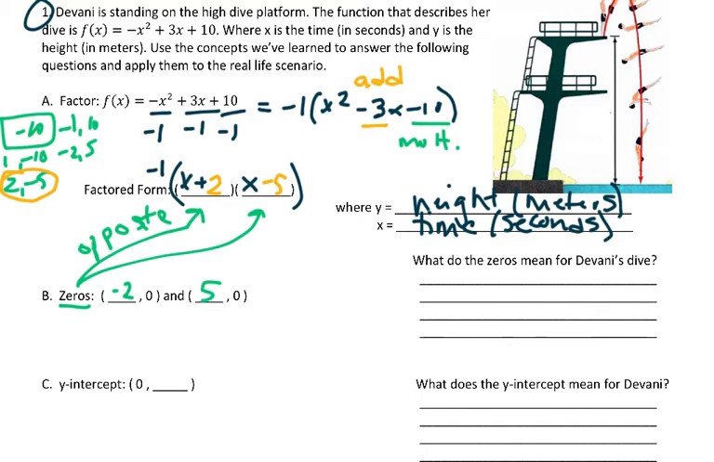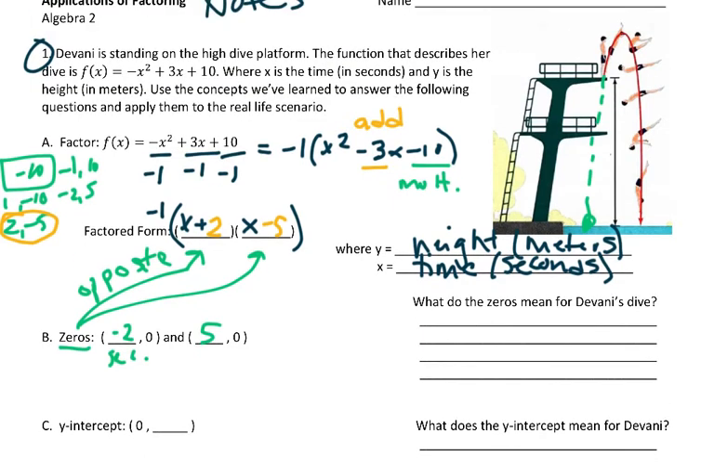So what do the zeros mean for this dive? That means technically, and this is why it's weird, if this is negative 2 seconds, if we actually pretended that this person started diving from the water and then somehow jumped up and came back down, which is completely impossible, negative 2 seconds before they started would have been when they needed to launch themselves out of the water. So really when we talk about real-world applications, this one is not applicable.